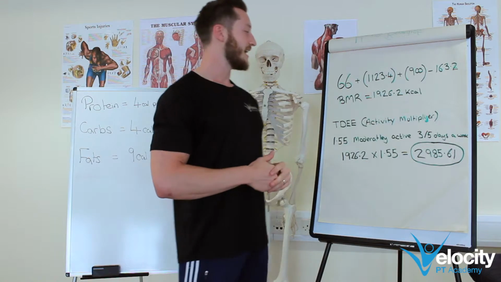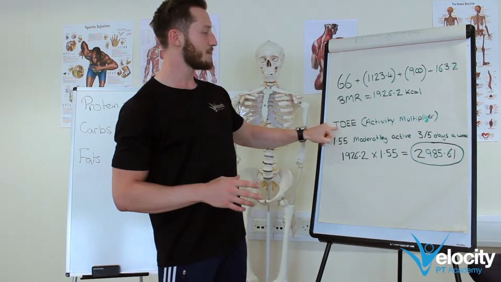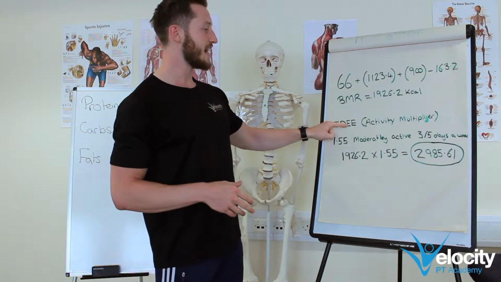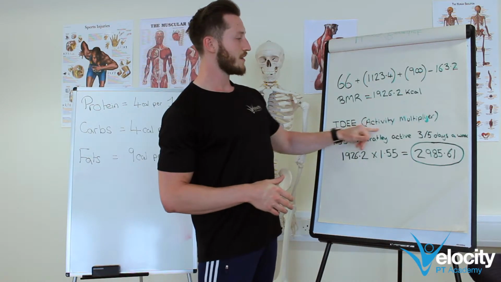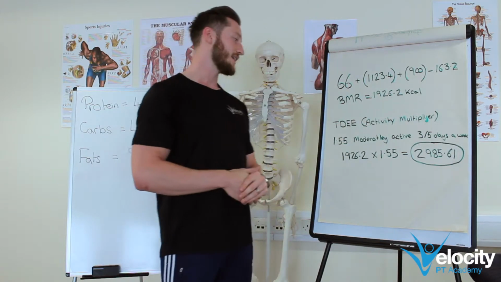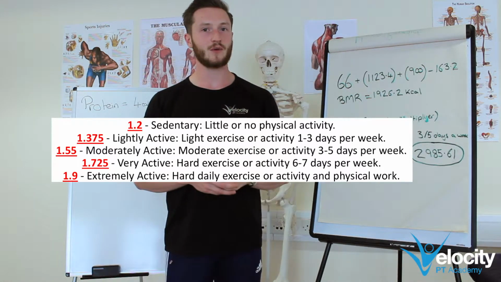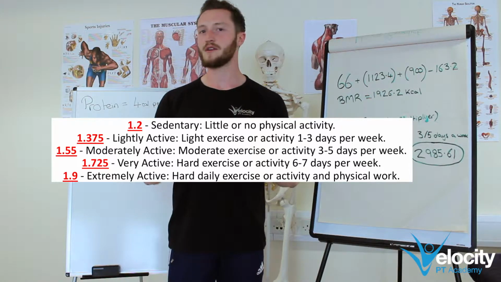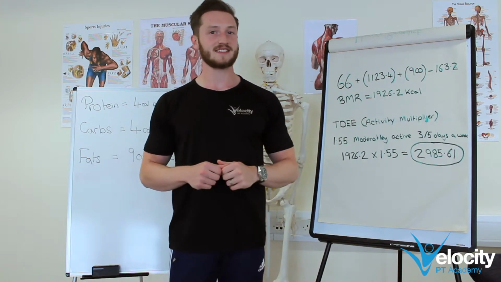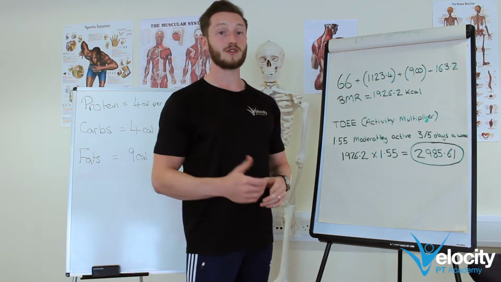1,926.2 calories. Now, what we need to do to this figure is then add my TDEE. Your TDEE is your total daily energy expenditure, or as we otherwise know, your BMR times an activity multiplier. We have loads of different activity multipliers. I'm going to put them right here again for you to have a quick look at, and see what category you will place yourself into, and you would times your basal metabolic rate by this activity multiplier. The one that I've chosen is 1.55, which is moderately active.